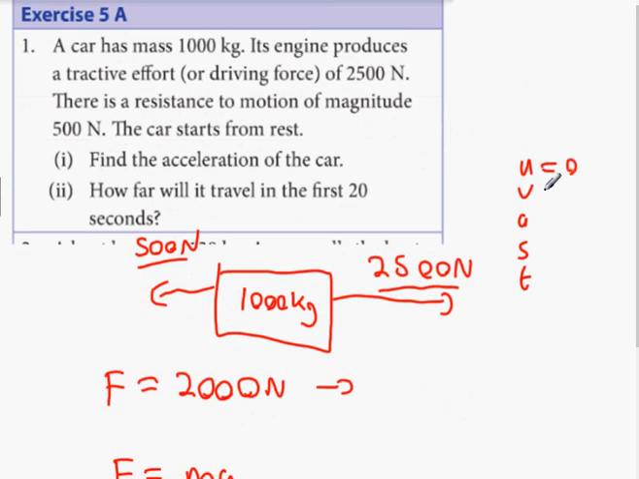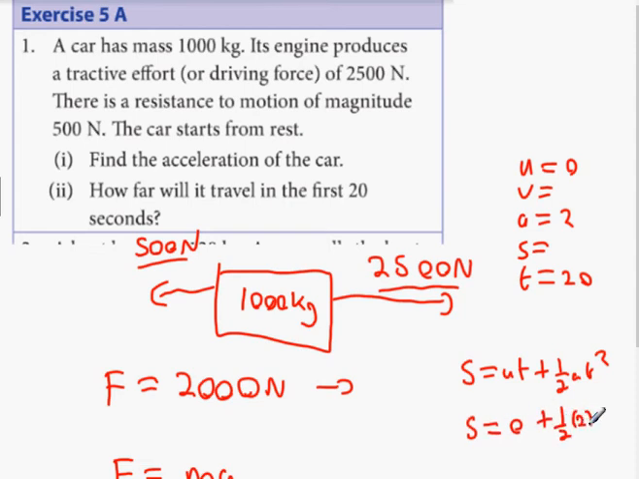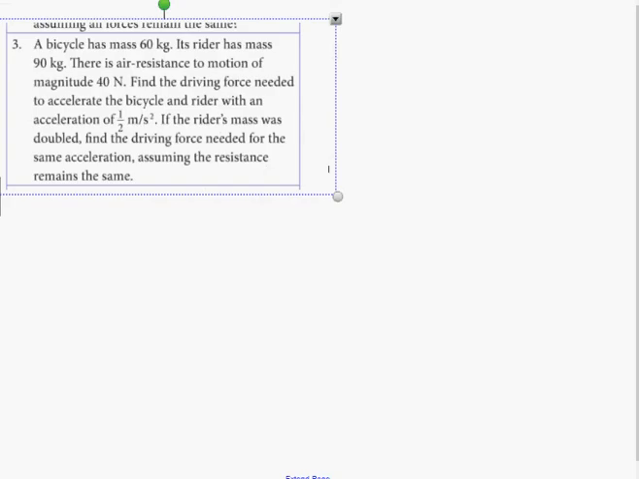u is 0, a is 2, t is 20. s equals ut plus a half at squared, which is going to be 0 plus a half times 2 times 20 squared. A half times 2 is just going to be 1, so 400, isn't it? 400 meters. So look, very bargain basement question to begin. Let's keep moving. Question 3.